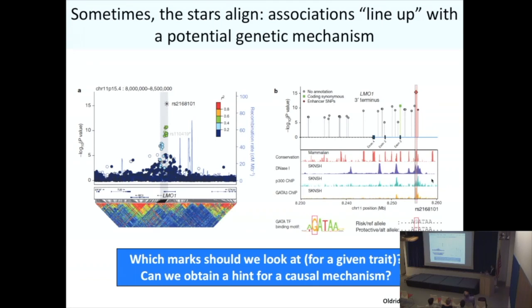Here's its distribution of associations in space. You can see it falls really near the LMO1 locus. LMO1 is a strong candidate gene, so the thought was, okay, this must be the gene, so let's do functional work. Okay, but how do we figure it out? This is a non-coding genomic region. There's not an obvious coding mutation that connects the variant to the gene of interest.